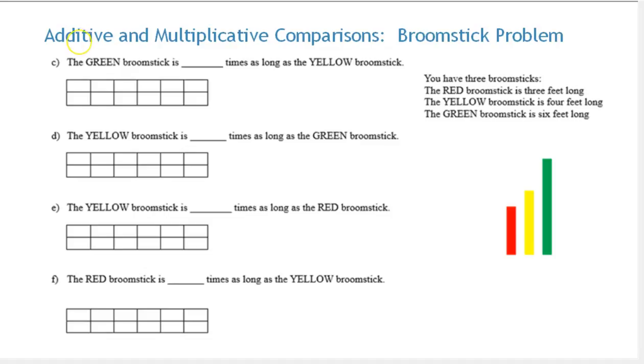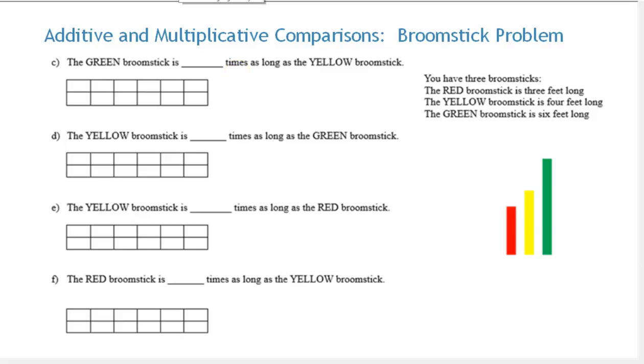In this video, we're going to continue with additive and multiplicative comparisons using the broomstick problem. In these problems, we're just going to specifically work more on multiplicative comparisons. So, we're asked in this problem, the green broomstick is blank times as long as the yellow broomstick. Notice it says blank times as long, and that indicates a multiplicative comparison. If it asks how many feet longer is it, then that would indicate an additive comparison. But this is indicating multiplicative.